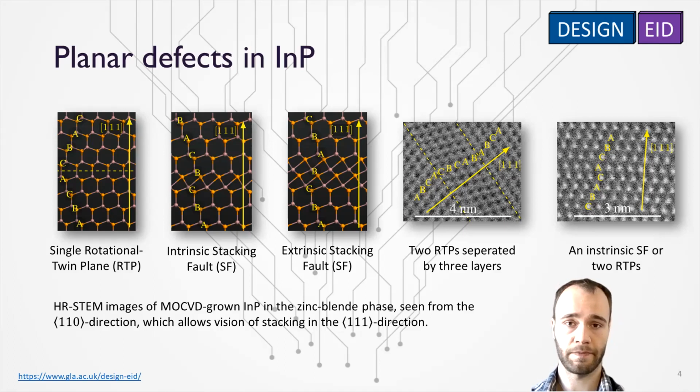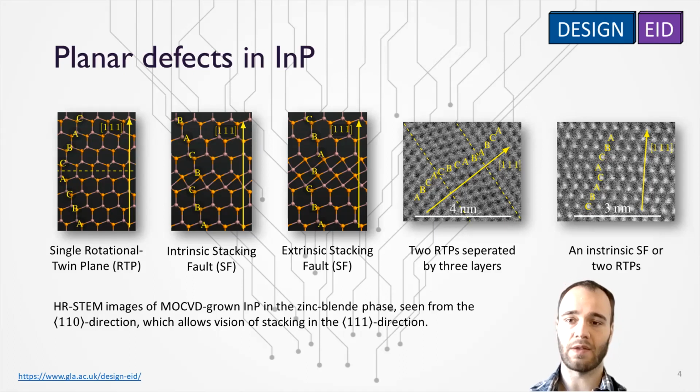Now, the way you investigate planar defects in III-Vs is by high-resolution STM images taken from the 110 direction, because this allows vision of the stacking in the 111 directions. This is what you can see on the right over here, where the first image on the left of these is clearly two RTPs, because the lattice changes direction by about 60 degrees at the defect.